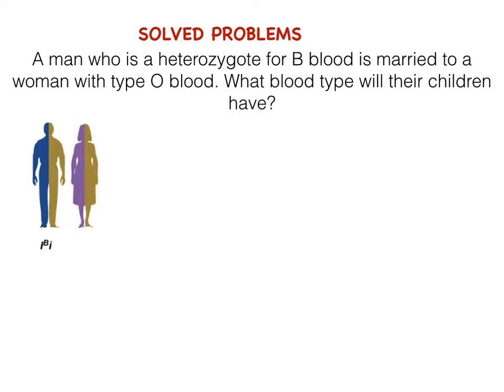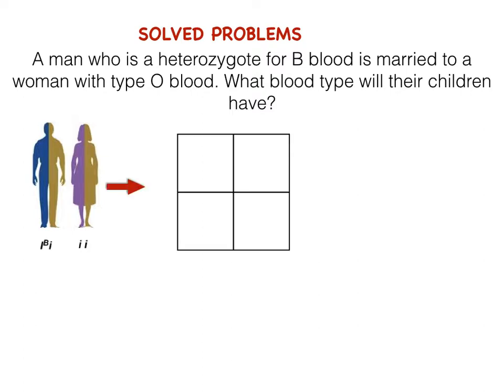So that information is sufficient for you to conclude the genotype of this man, and that is IB and small i. He is heterozygous for blood type B. Now, this person is married to a woman who has type O. We know that O is a recessive allele, so the woman has to have two small i alleles, expressing the O blood type. So now we have figured out the genotypes, and we will move on to making the cross.